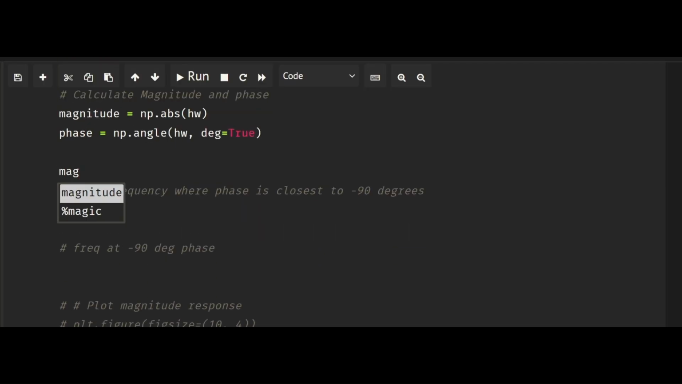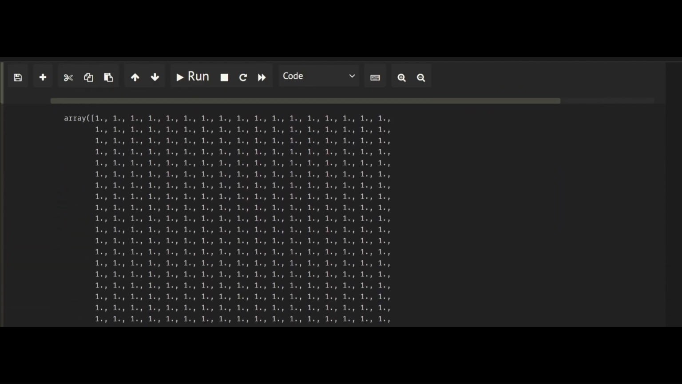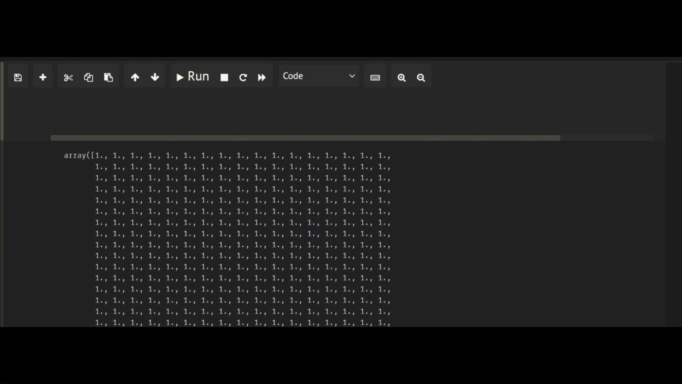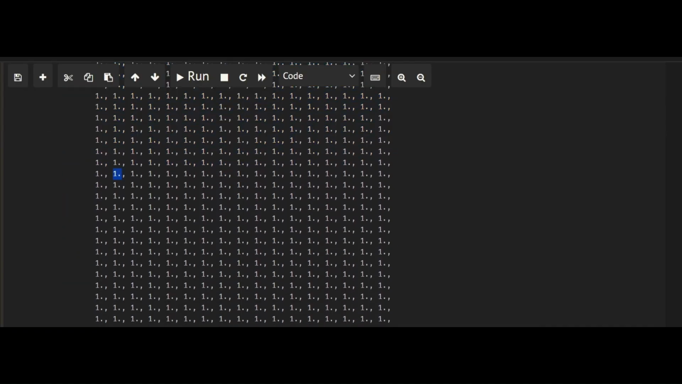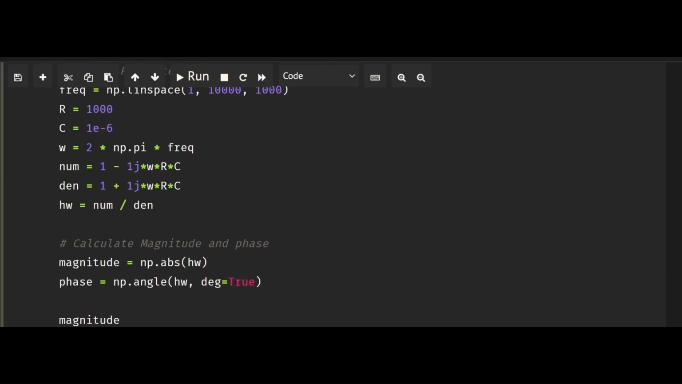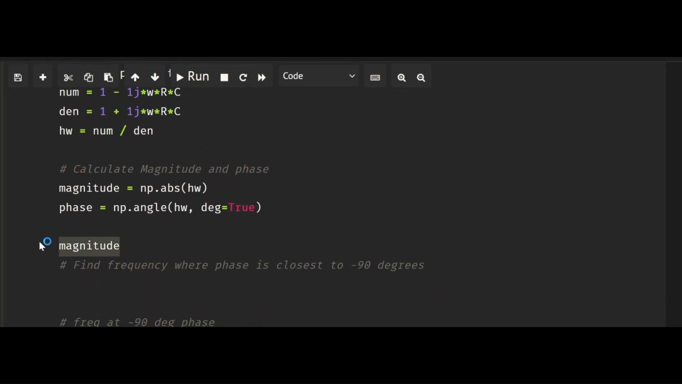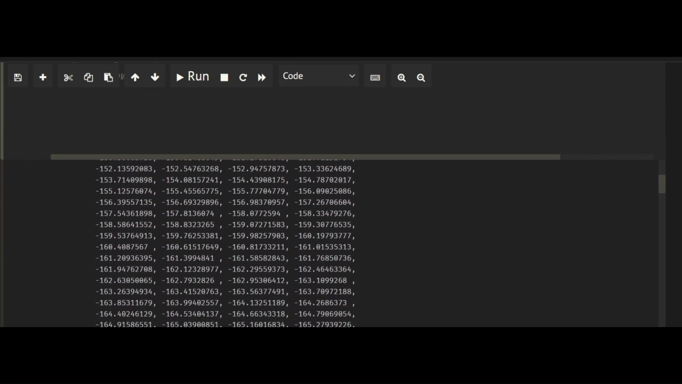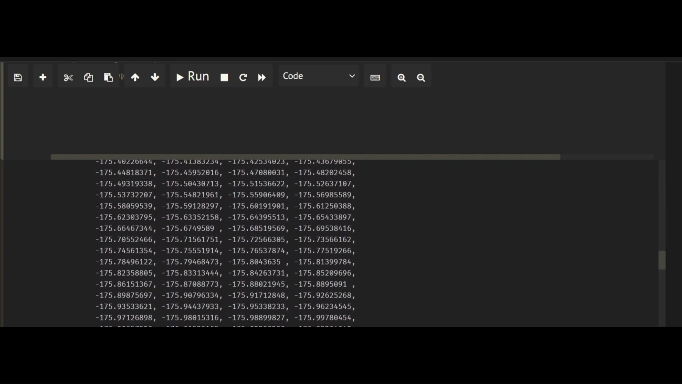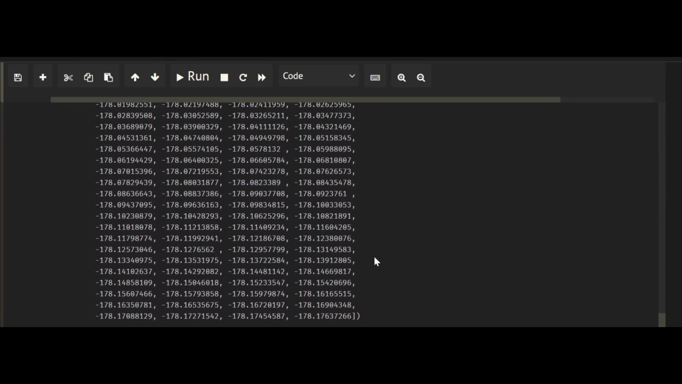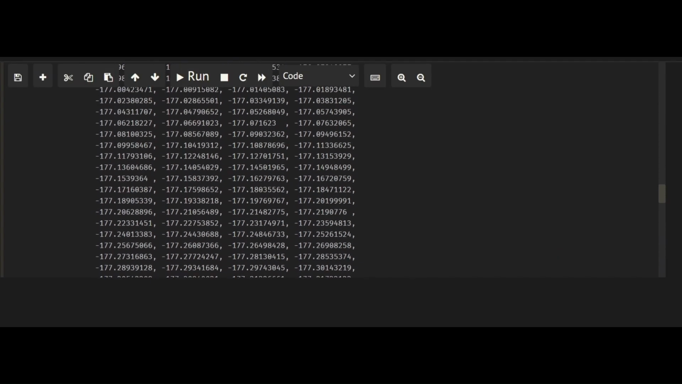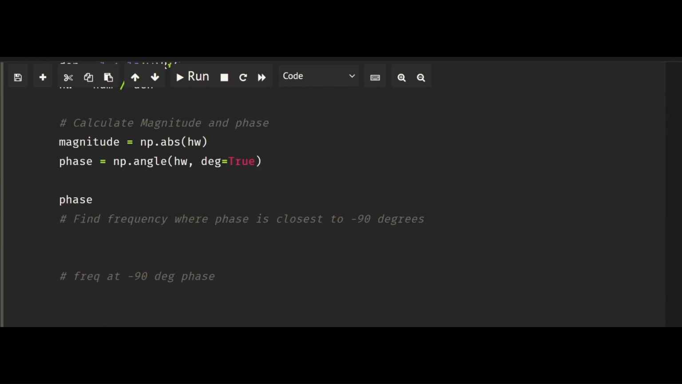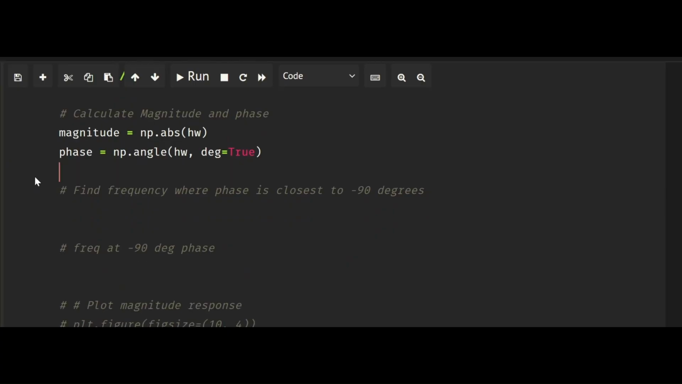Let's just have a look at the magnitude. Something very surprising happens here. There's a constant magnitude of 1 for all the frequencies. Now that's quite surprising. And what about the phase? So let's see. Oh, so we have phases starting from minus 0 degree, and it is going up to almost minus 180 degrees. So that's quite an interesting thing. So let's continue our journey further.